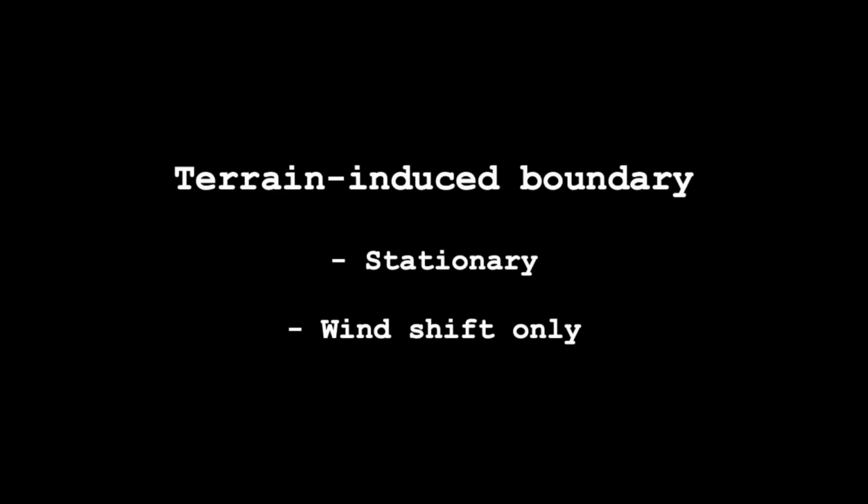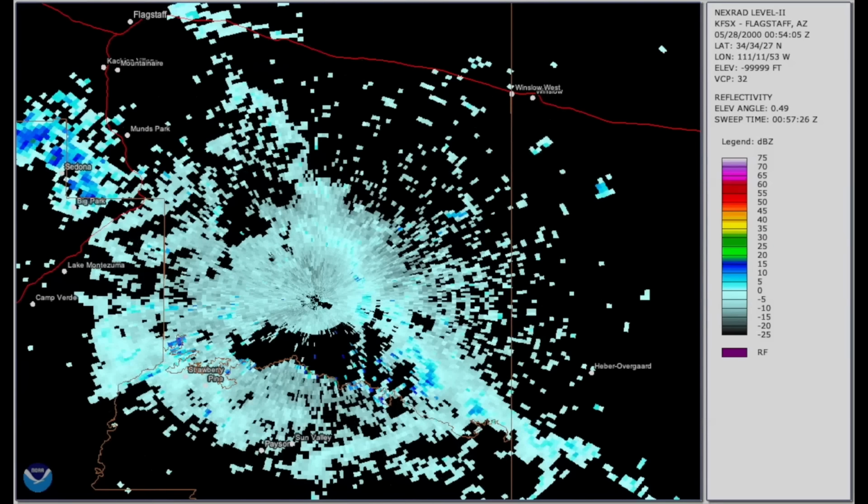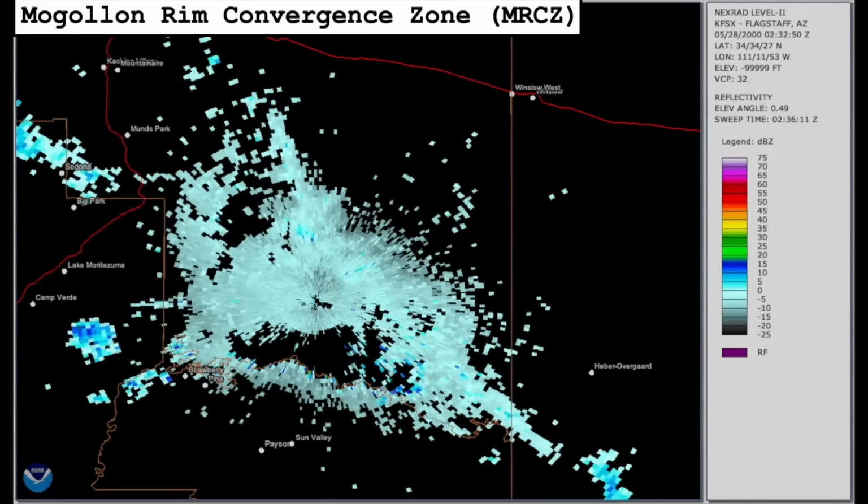As we mentioned previously, along the boundary itself and the side of the boundary that has more backed low-level winds tends to be most favorable for tornadic supercells as long as the other ingredients are in place. In this example, the fine line on reflectivity you see here denotes northern Arizona's Mogollon Rim Convergence Zone, or MRCZ.